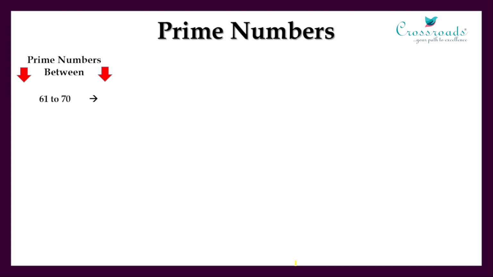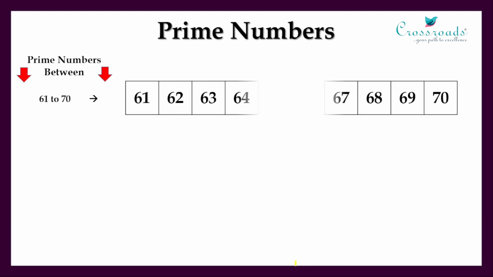Quickly moving forward. Prime numbers between 61 and 70. So, which are those? 61 and 67. So, these are only two prime numbers in this range. Again, 62, 64, 66, 68 and 70 are all even numbers. Hence, they are composite numbers. We are left with 63, 69 and 65.